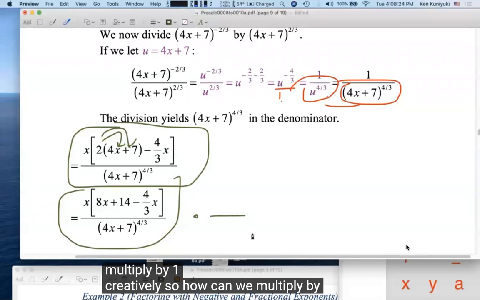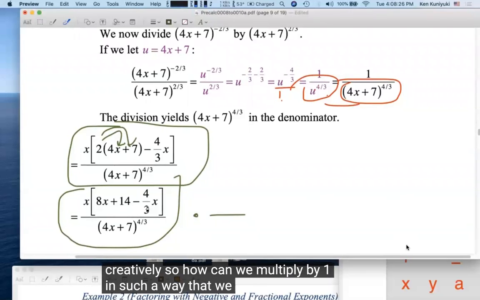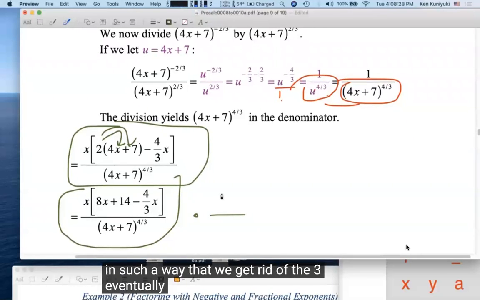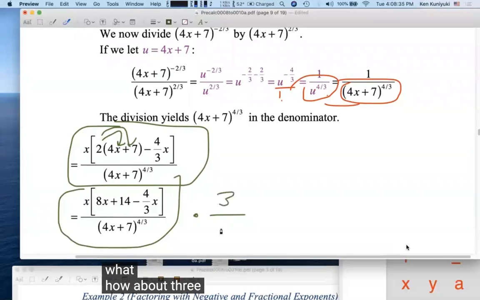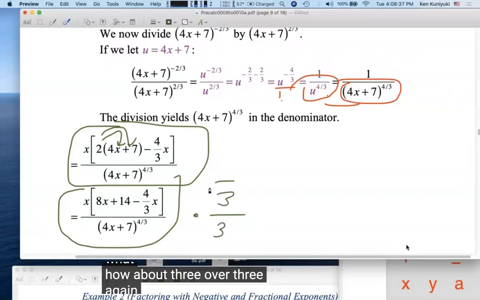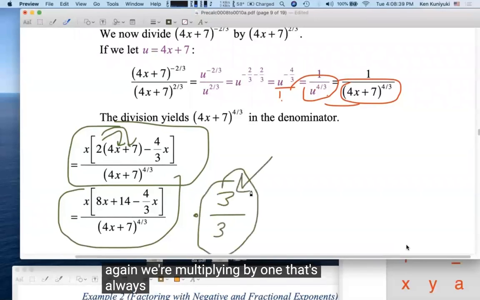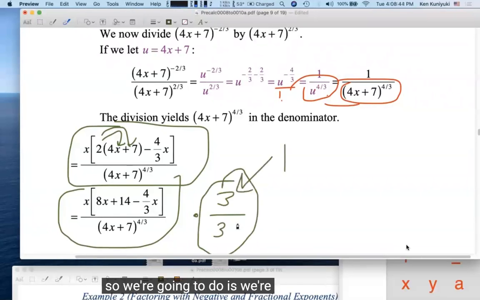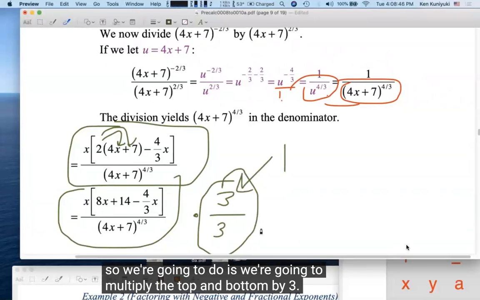So how can we multiply by 1 in such a way that we get rid of the 3 eventually? If we multiply by what over what? How about 3 over 3? Again, we're multiplying by 1. That's always legal. So what we're going to do is we're going to multiply the top and bottom by 3.